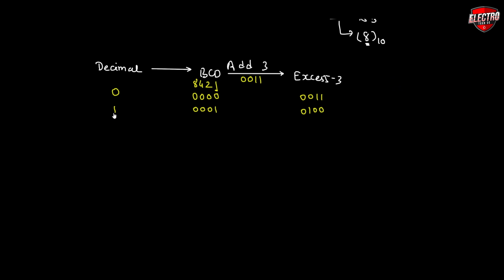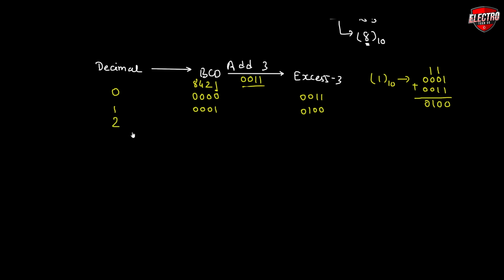So first one, the decimal number, that is 1. That is a decimal number. If we convert this decimal number into BCD code, then we get 0001. And if we add a 3 in this BCD code, 0011, then we get the Excess-3 code. 1 plus 1 is equal to 0 and 1 carry. 1 plus 1, again sum is 0 and carry is equal to 1. And 1 plus 0 plus 0, so we get 1, and remaining 0 plus 0 is 0.